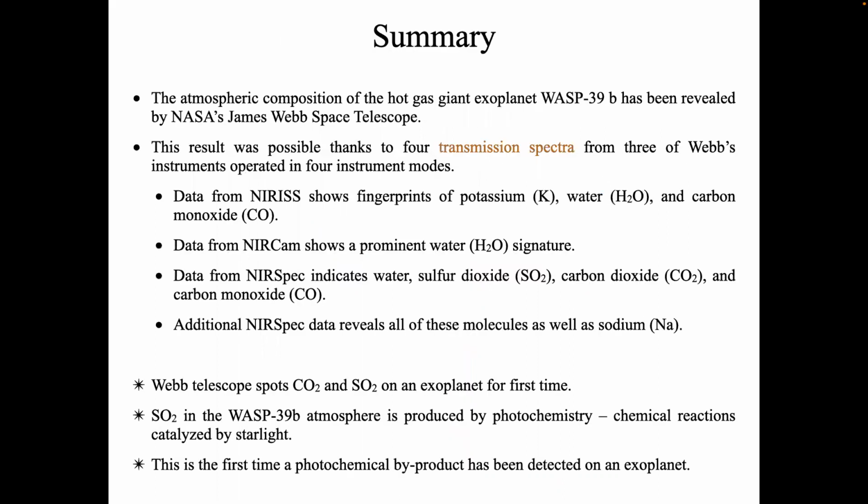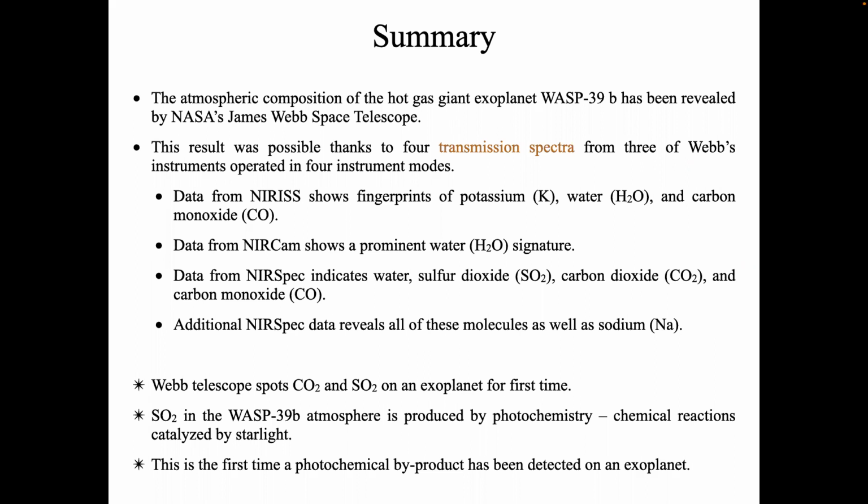Okay, I'm at the end of my presentation. So the summary is that we observed the transmission spectra of this giant planet, WASP-39b, with three instruments of the Webb Space Telescope. With NIRISS, we found potassium, water, carbon dioxide. With the NIRCam, we found water. With NIRSpec, we found again water, but also sulfur dioxide, carbon dioxide, carbon monoxide.